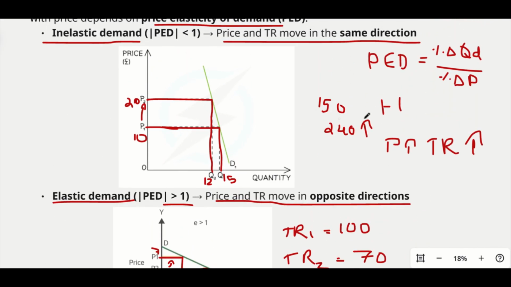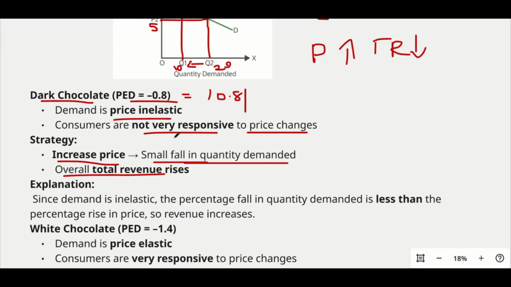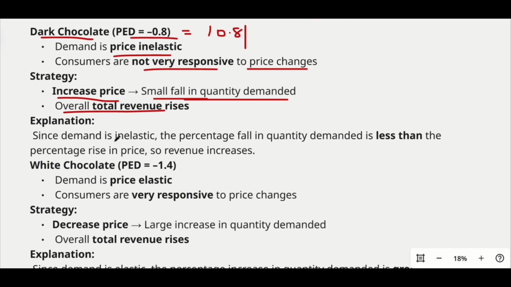That is the case we discussed here, right? With a change in price there will be only a very small change in quantity demanded, and still the total revenue will increase. So you can use a price increase for an inelastic demand product. Since demand is inelastic, the percentage fall in quantity demanded is less than the percentage rise in price. So the revenue increases. Got it?